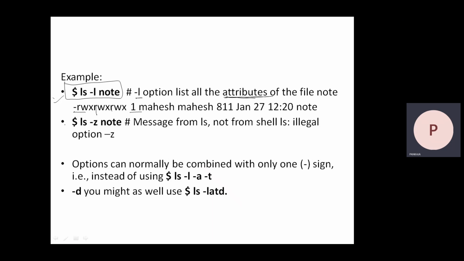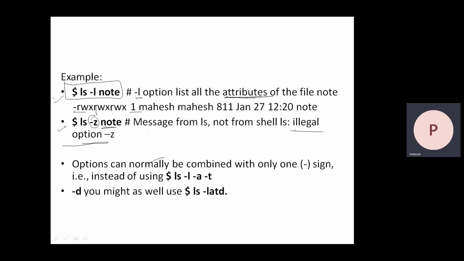Okay, so next there is one more command, ls -z and a file name. This is the name of the file as an argument. If you are trying to give some option that is not existing, normally you will get an error message indicating illegal option -z. If you are not giving the proper option, you are going to get the error message. So immediately you can understand that is not the correct option, then you have to give the proper option.